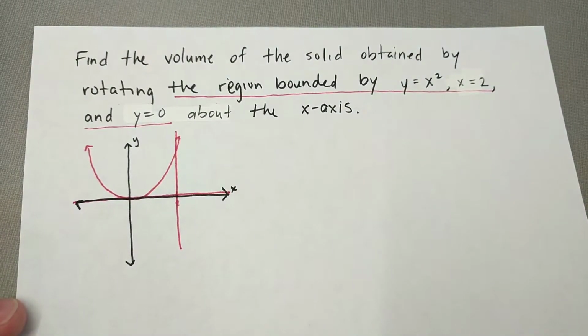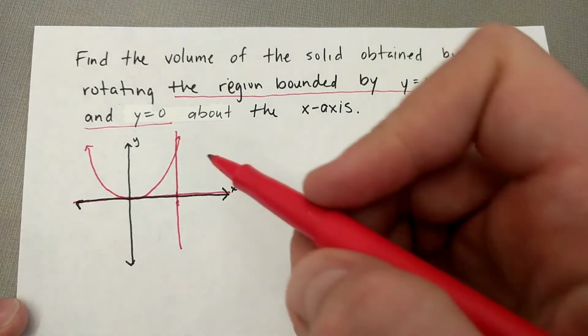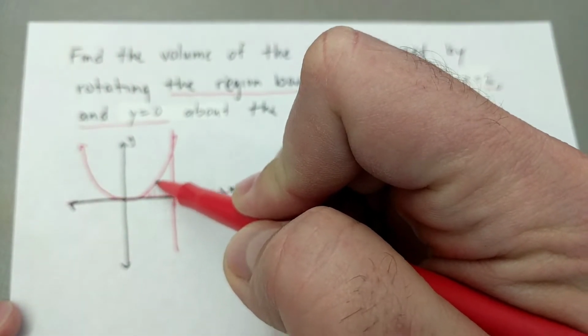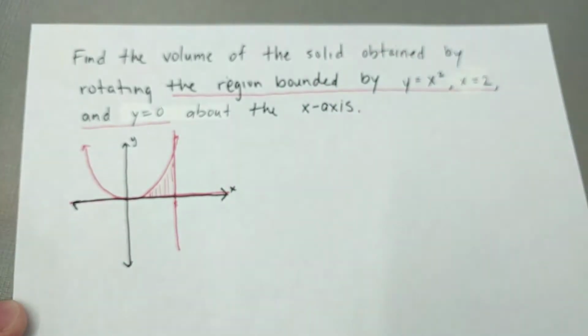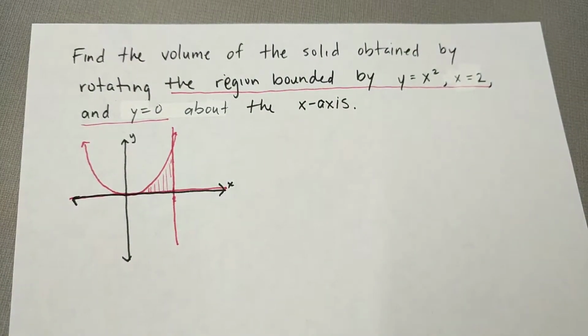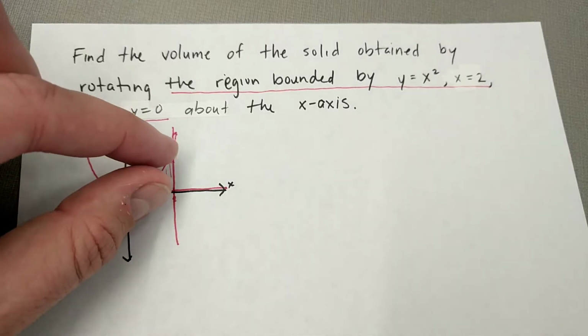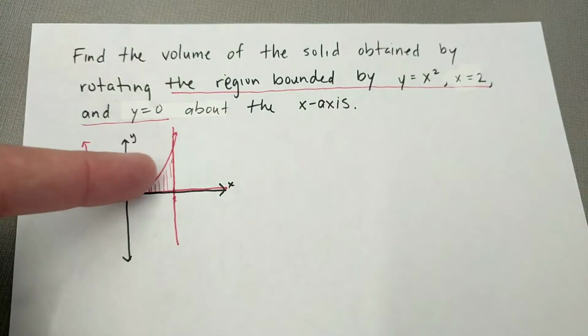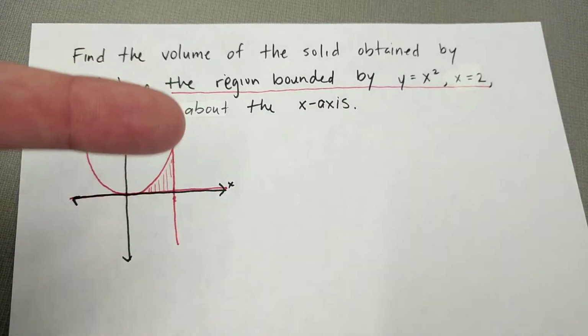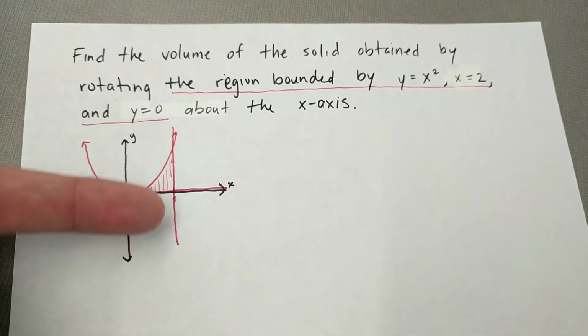So what's the region bounded by all of them? Take a moment to think about it. If you said it's this weird curvy triangle piece, you are correct. Now that we know what the region is, we want to rotate it around the x-axis. So we're going to take this big sort of triangular curvy piece and rotate it around the x-axis, like so.